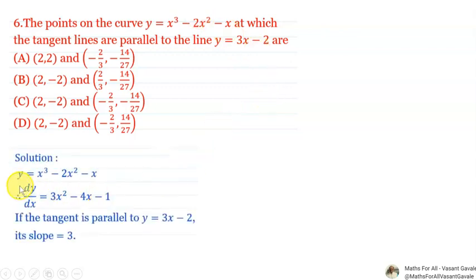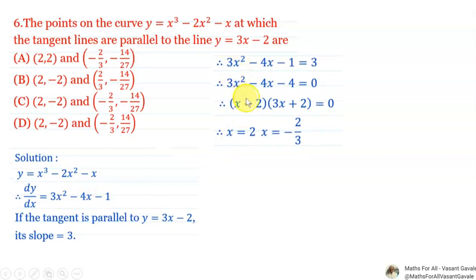ओके, नाउ सी दिस हियर. y is equals to x cube minus 2x square minus x, find out dy by dx. x cube चा डेरिव्हेटिव्ह 3x square minus 2x square चा डेरिव्हेटिव्ह minus 4x, x चा डेरिव्हेटिव्ह 1. If the tangent is parallel to y is equals to 3x minus 2, therefore the slope of the tangent is 3. आणि इथे इक्वेट करणार आपण ते. That is 3x square minus 4x minus 1 is equals to 3. हा 3 इकडे येणार. You will get the quadratic equation and hence the x coordinate are x is equals to 2 and x is equals to minus 2 by 3.